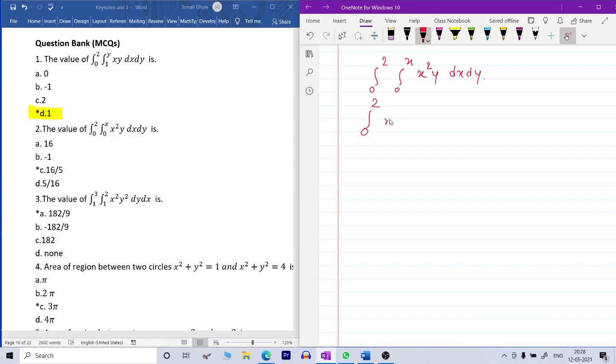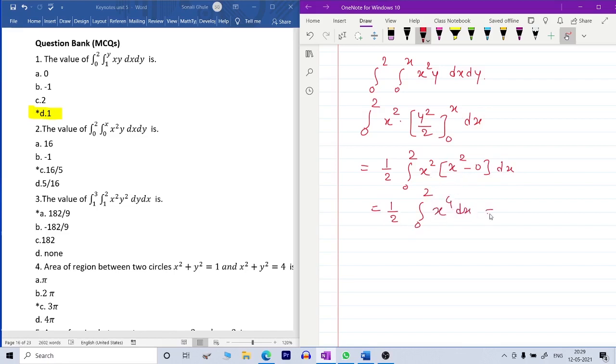So here 0 to 2, x square constant, integration of y is y square upon 2, applying the limit from 0 to x, dx. That is equal to 1 by 2 constant, integration 0 to 2, x square, apply the upper limit. If I replace y by x, it will be x square, minus, if I replace y by 0, that is 0, dx. So here 1 by 2 is constant, integration 0 to 2, open bracket, x raised to 4 dx, that is equal to 1 by 2, taking the integration of x raised to 4, it is x raised to 5 upon 5, limit from 0 to 2.